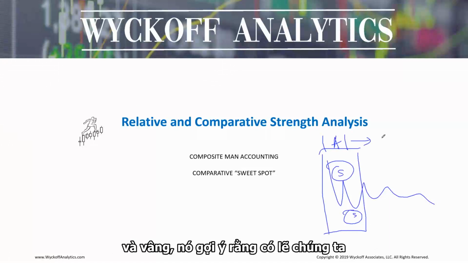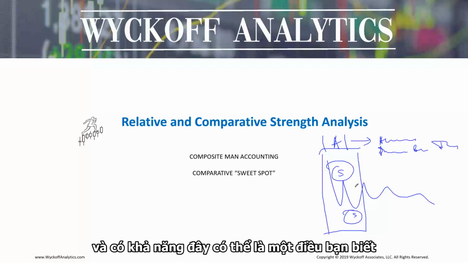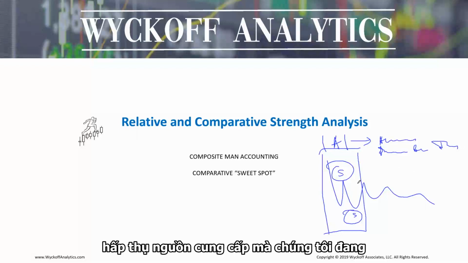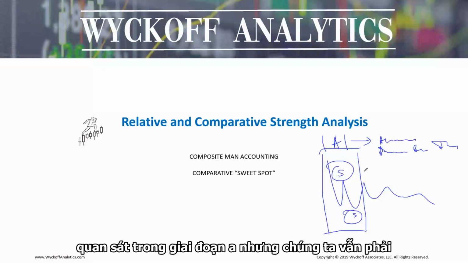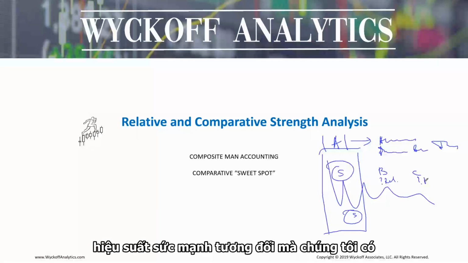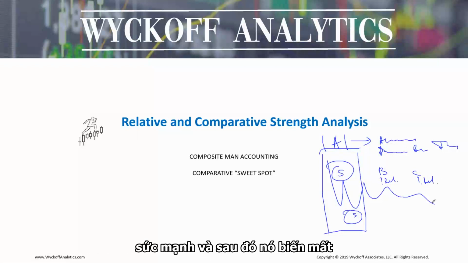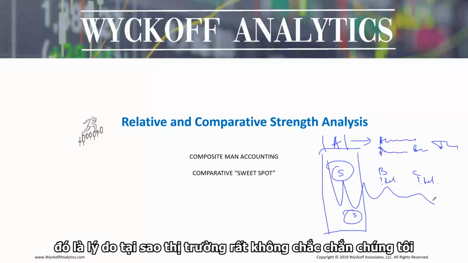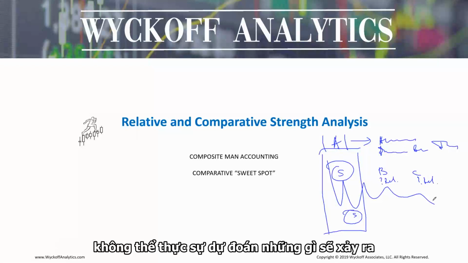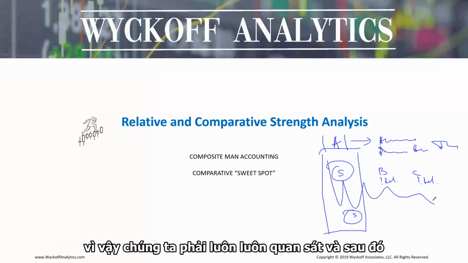Yes, it does suggest that maybe we are in the accumulation, that there is some interest by institutions, and potentially this could be an absorption of the supply that we observed in phase A. But we still have to go through phase B and then go into phase C, and we still have to define what kind of relative strength performance we have here. What if in phase A there is a lot of strength and then it just goes away? Again, we don't know. That's why the market is so uncertain. We can't really predict what's going to happen next. So we have to always observe and then make a decision.